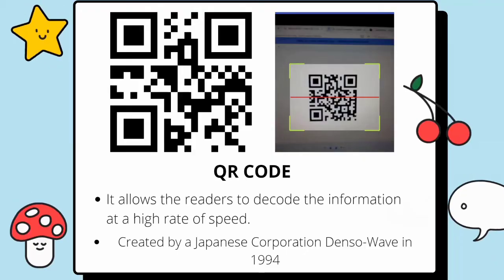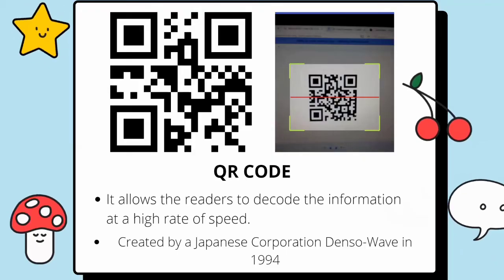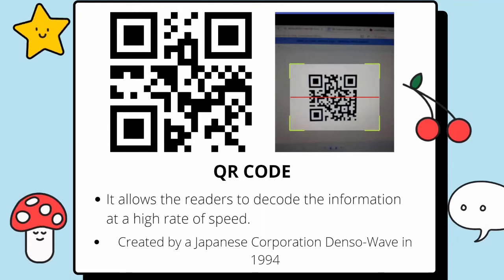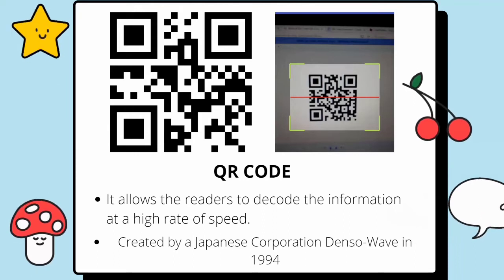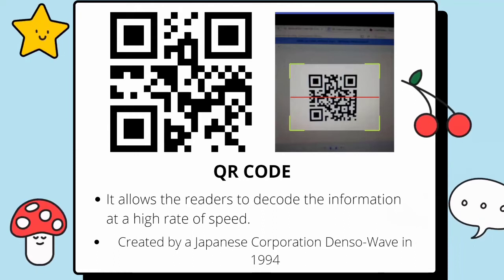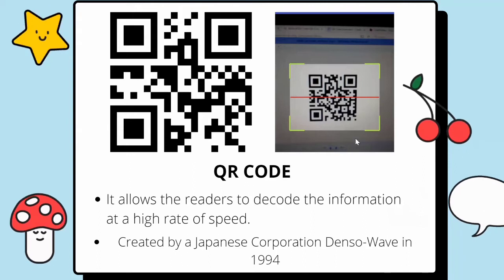That is how to use QR code with the use of Google Assistant and by using our mobile phones. But the QR code was created by a Japanese corporation, Denso Wave, in 1994.